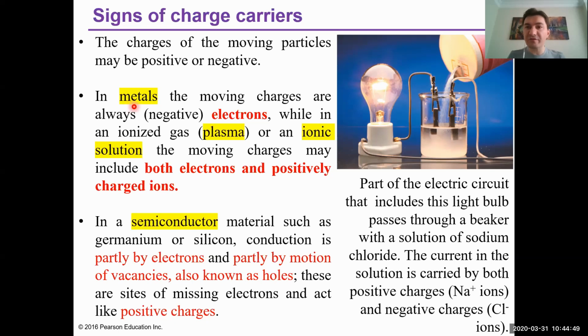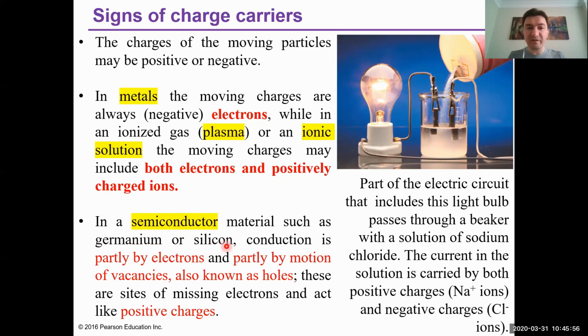Here I will show you some different materials: for example, metals, plasma or an ionic solution, and semiconductors. I will go into detail. So depending on the material, the charge carriers change. In metals, as you know, the moving charges are always negative electrons. But in ionized gas, for example in plasma or an ionic solution, the moving charges may include both electrons and positively charged ions. So charge carriers are doubled here: not only electrons, but both electrons and positively charged ions are considered moving charges.